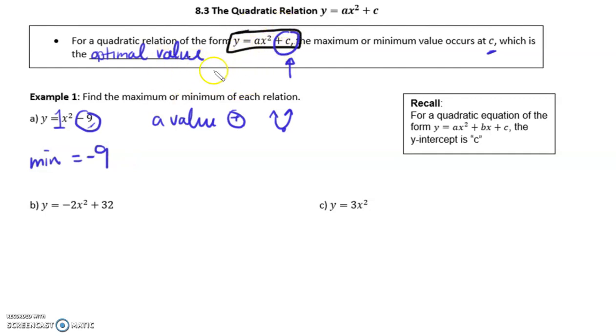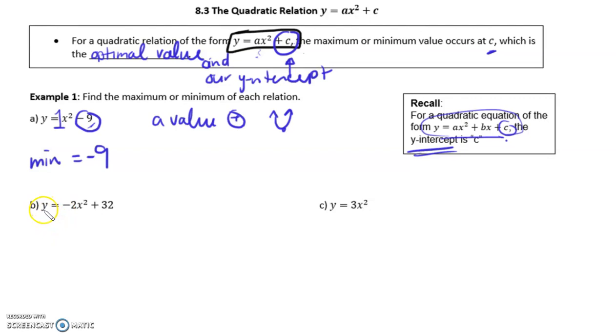Okay, I just kind of want to go back up to here. Also in this form here, the c is also our y-intercept. And we have that over here. For a recall, the y-intercept here is c. Okay, it doesn't matter if it's in completely expanded form or just this short form here.